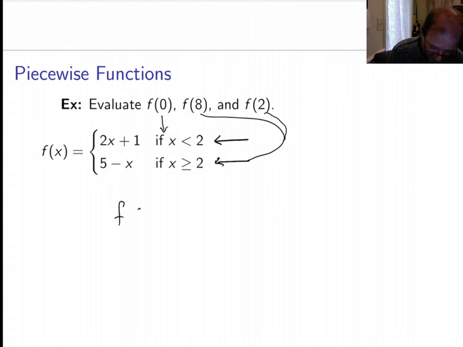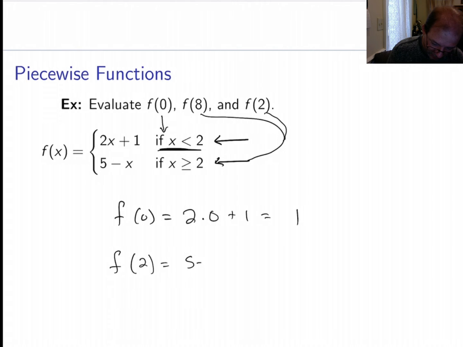Alright, so f of 0, let's see, it's using this one, 2 times 0 plus 1, so that's 1. f of 2 is going to be 5 minus 2, which is 3. And f of 8 is going to be 5 minus 8, which is negative 3.